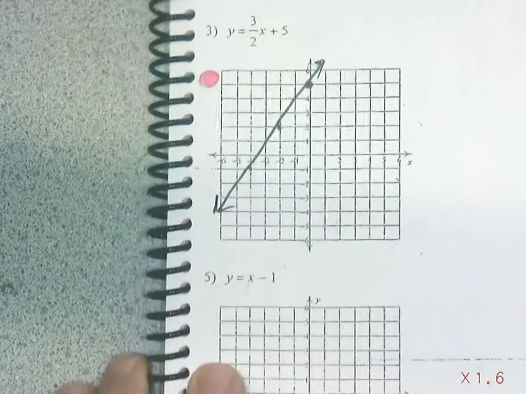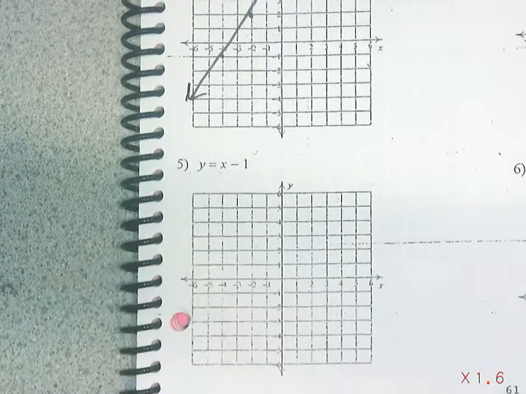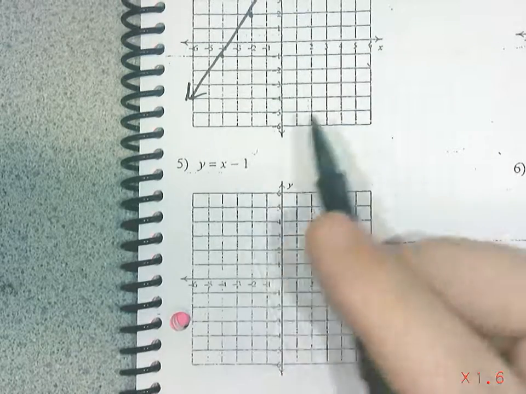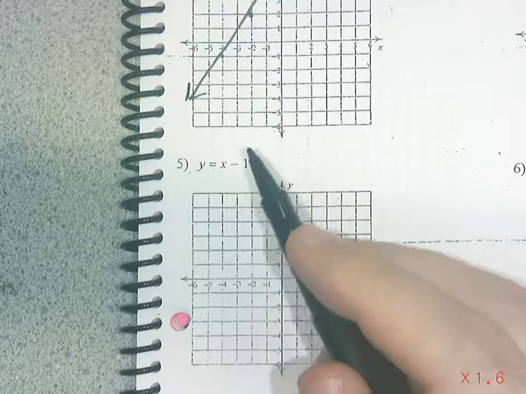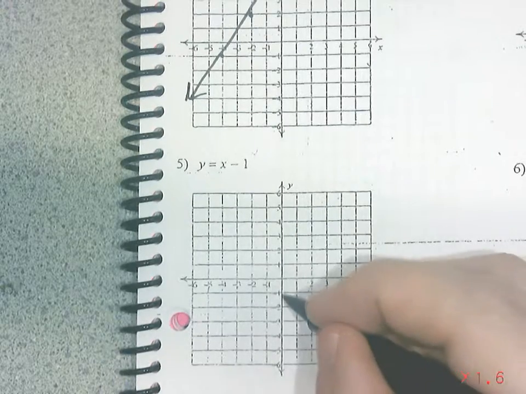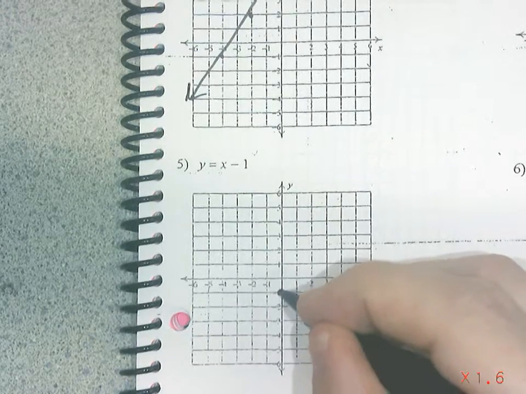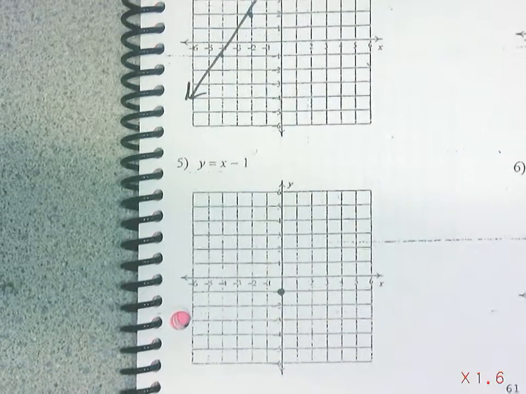Now this is one that a lot of students get hung up on. y equals x minus 1. So let's ignore the x part and let's just focus on the y-intercept first. The y-intercept would be the minus 1, right? So I would start at a negative 1. Now this is where students get lost.